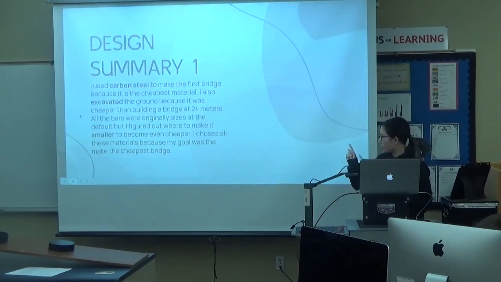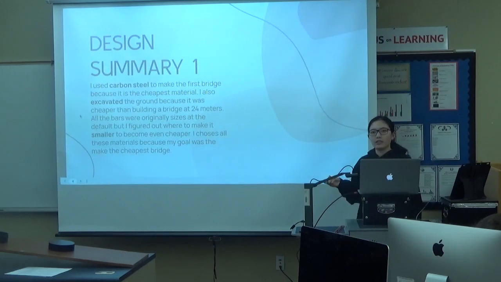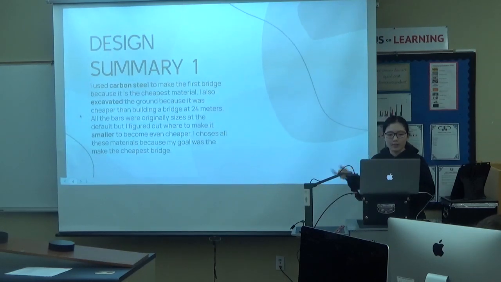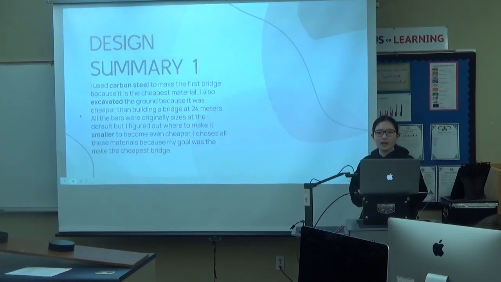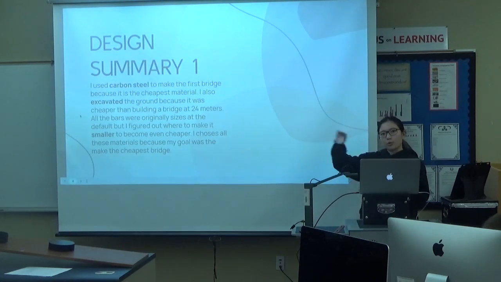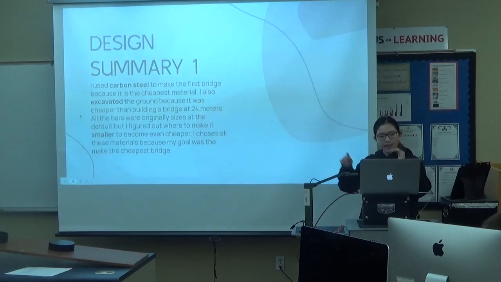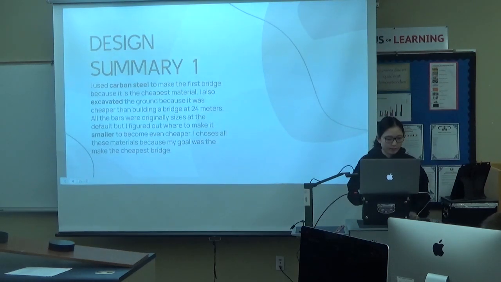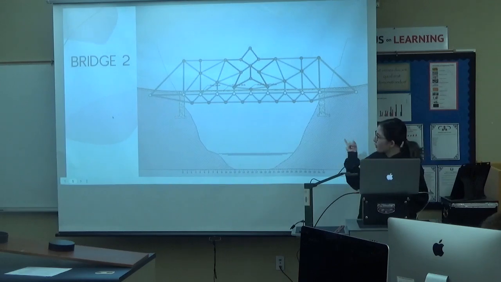And my design summary: I used carbon steel because it was the cheapest out of all the materials. I also did the smallest elevation because even though it was more expensive, it was cheaper to build the bridge that small than to have the one at like 24 meters and build it really big. And then this is my bridge number 2.